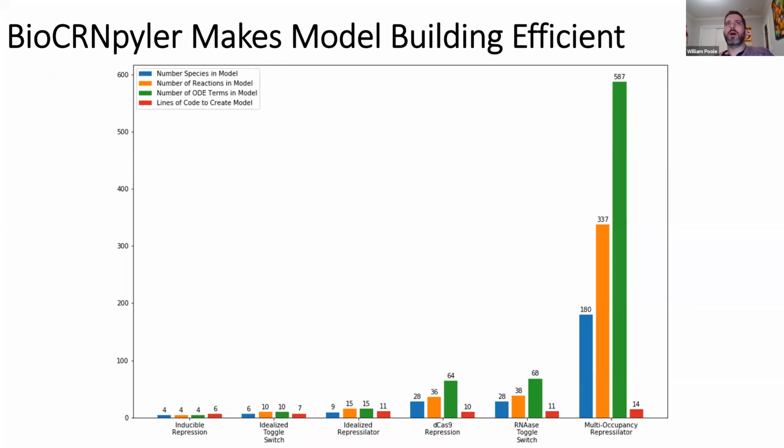And ultimately, what I want to say is that Biocompiler makes model building efficient. So if you look at all the models I've shown you, the small ones might have only a few reactions and species and only take a couple of lines of code to create. But for the very large models on the right-hand side, where you have over 24 species and 36 reactions and many more terms in your ODEs, it takes, roughly speaking, the same amount of code to generate these larger models, but they're hugely more complicated. So Biocompiler really lets you generate very complex, sophisticated models without using a ton of coding.